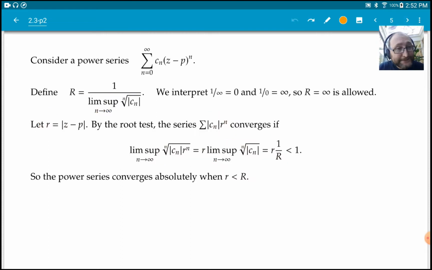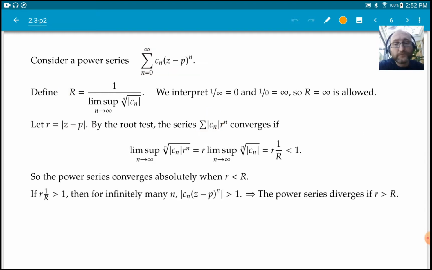So that means that this series converges absolutely, right? Because it converges with these guys. This guy converges whenever little r, which is the distance from z to P, is strictly less than this capital R over here.